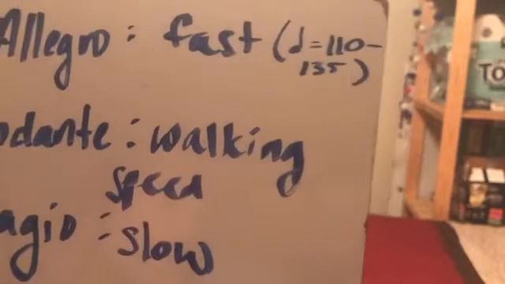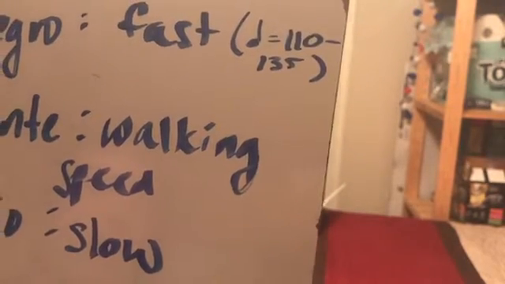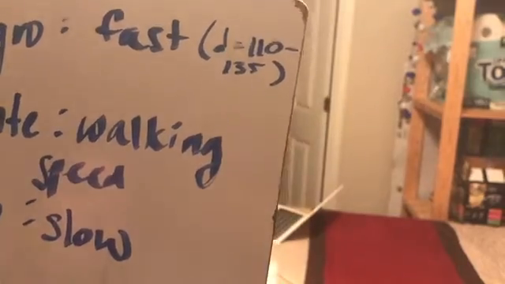Andante is your walking speed, so this would be the andante walking speed. This would be anywhere from quarter note being about 75 to 90. Andante speed, 75 to 90.